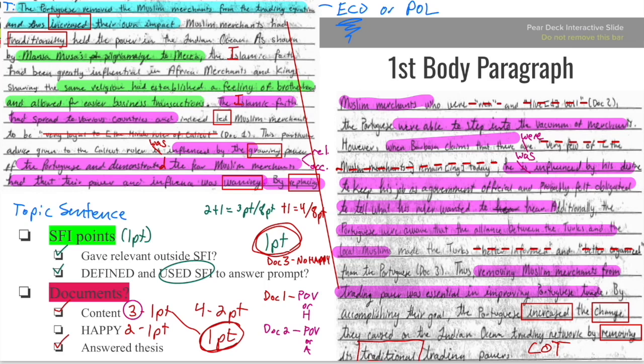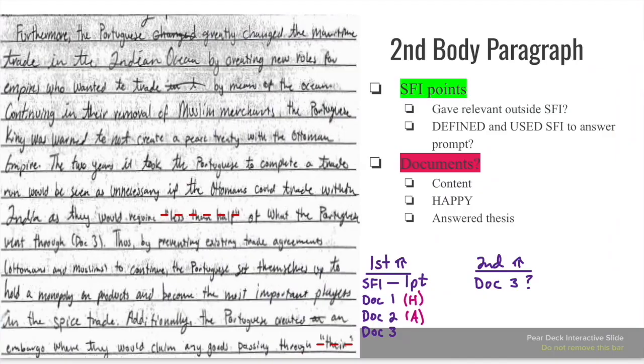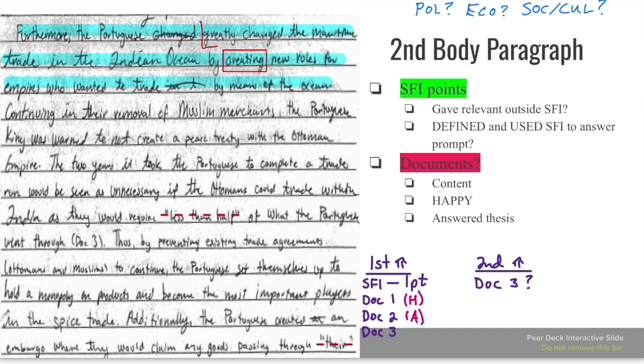The second body paragraph, keep in mind that we are left off with 4 points. They've already used documents 1, 2, and 3, and they have HIPped 2 of those documents. That means we can add on that HIP point. Furthermore, the Portuguese greatly changed the maritime trade in the Indian Ocean by creating new roles for empires who wanted to trade by means of the ocean. So this is their topic sentence. Notice how they haven't used any documents yet. They are simply setting the stage for what this body paragraph is going to be about. It is going to be about them changing trade by creating new roles.